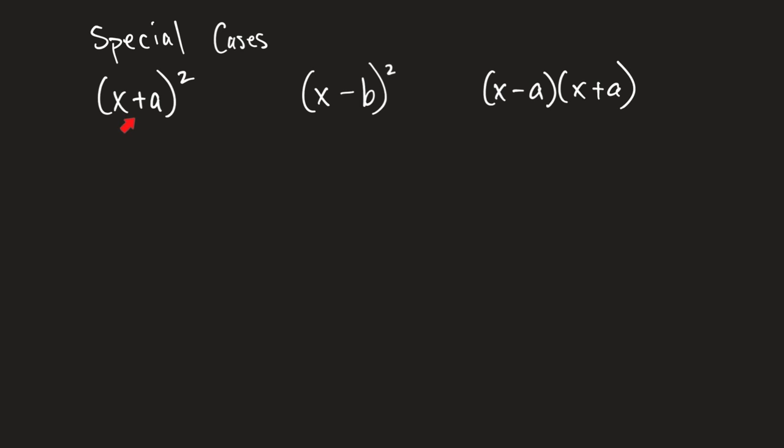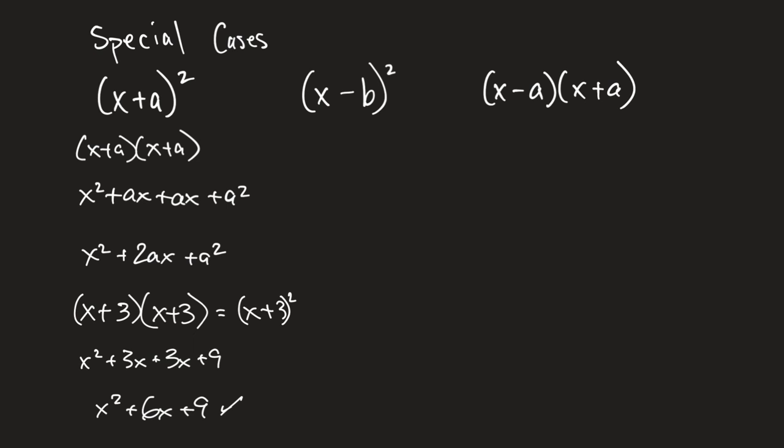Three special cases: x plus a squared, x minus b squared, x minus a times x plus a. A and b could be the same number, but they're all just going to be integers or even real numbers for this exercise. So I expand it out, then I do FOIL, and I multiply everything together. I get x squared plus ax plus a squared. I simplify by combining my like terms. I get x squared plus 2 times a times x plus a squared.